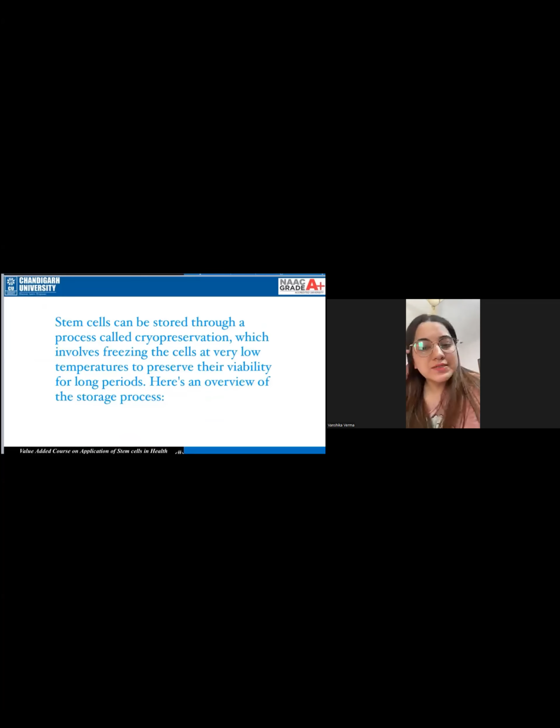Now, if I talk about how stem cells are stored, it is stored through a process called cryopreservation. This is the process which involves freezing the cells at a very low temperature to preserve their viability for a long time.